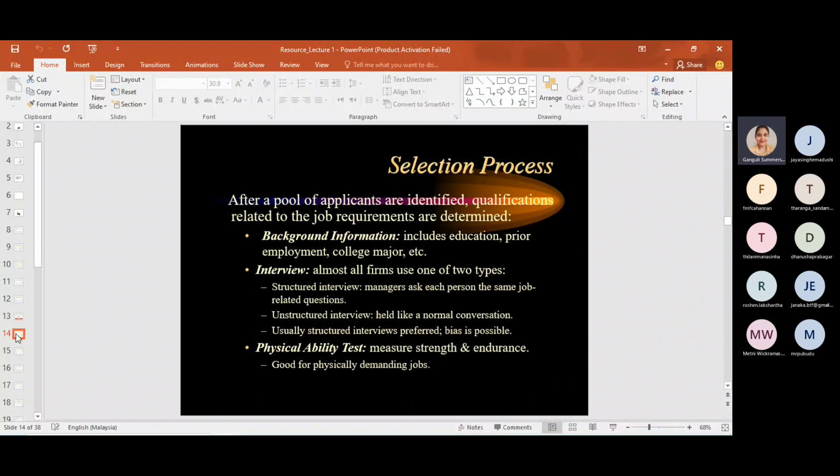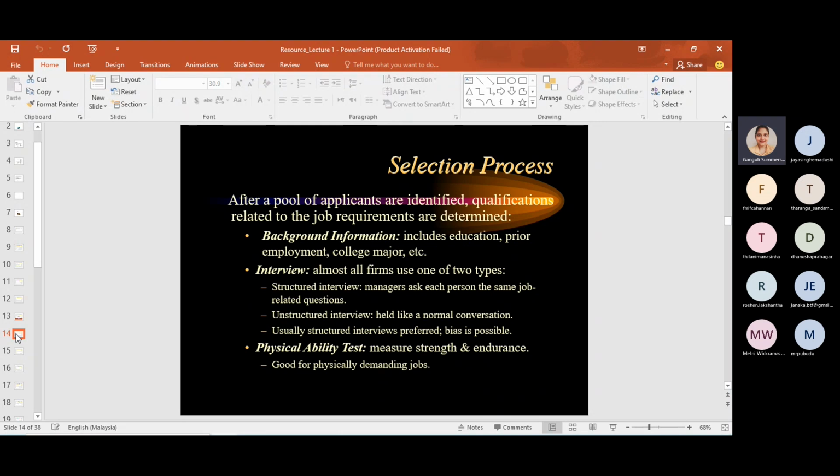The same question set is being asked from all the people who are coming to the interview. The managers ask each person the same job related questions. They ask the same questions from each and every person coming for the interview. So that is a structured interview.